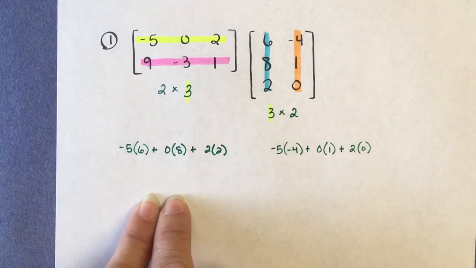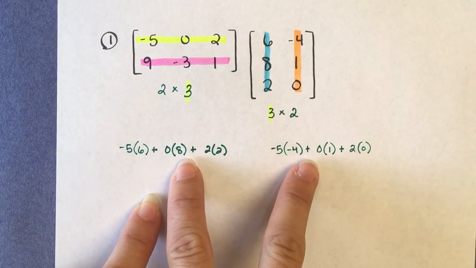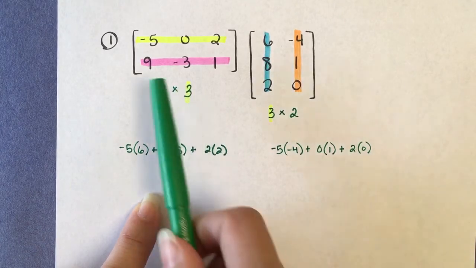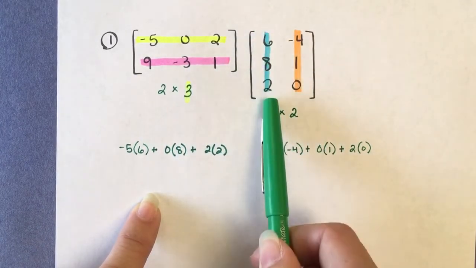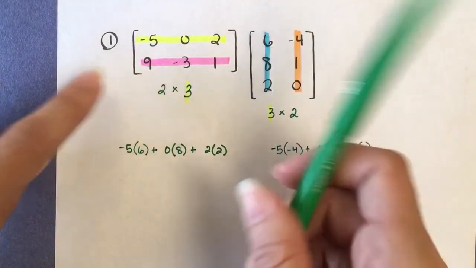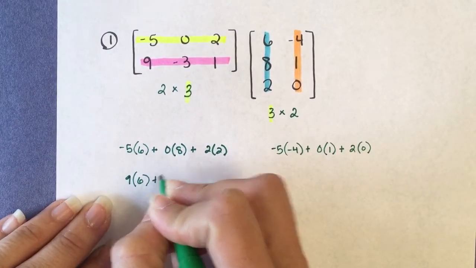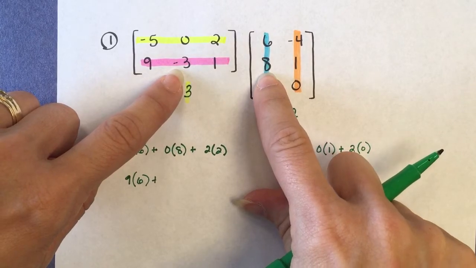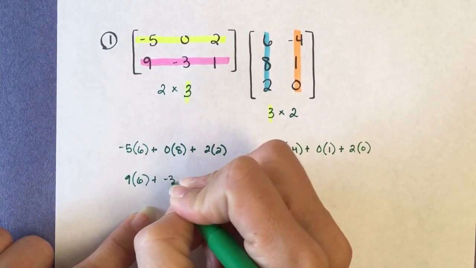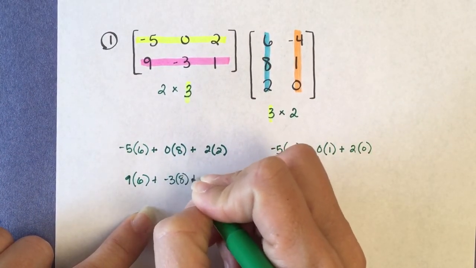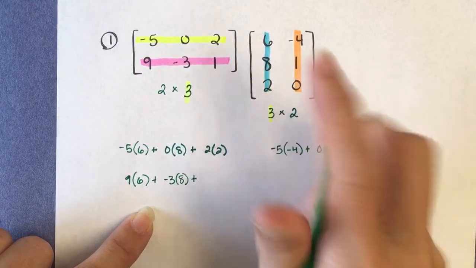Okay, so now come down here. You've got to make sure you put these two side by side. So now pink with blue. So 9 times 6 plus negative 3 times 8 plus 1 times 2.